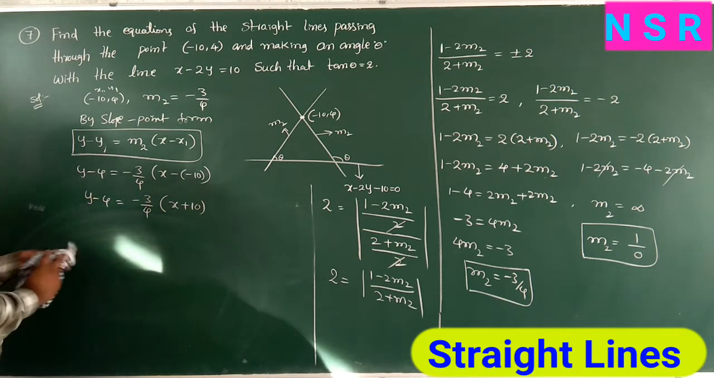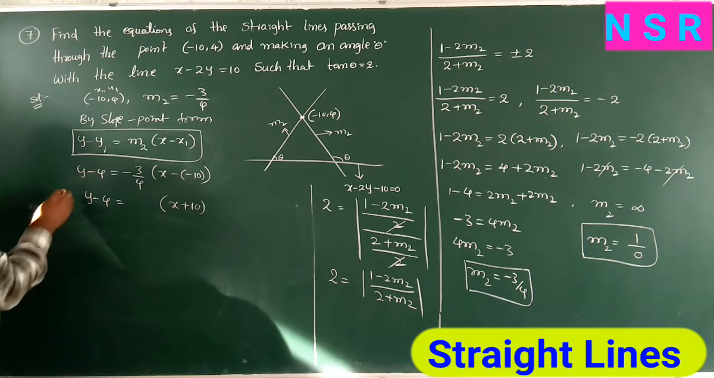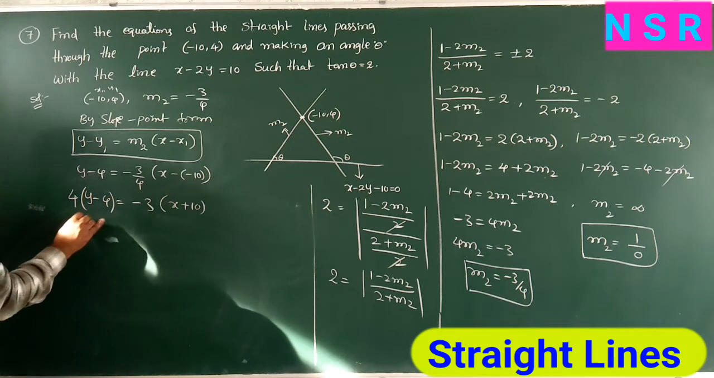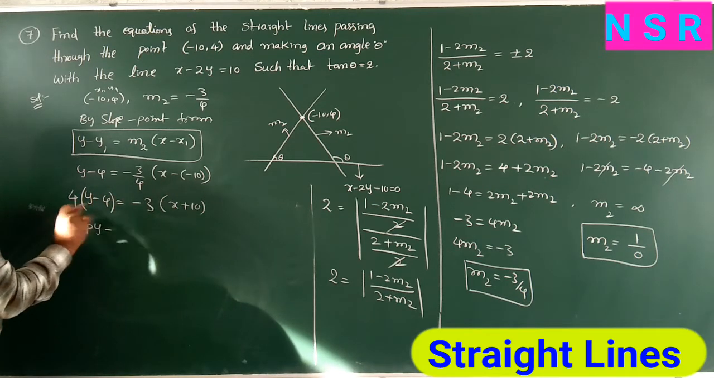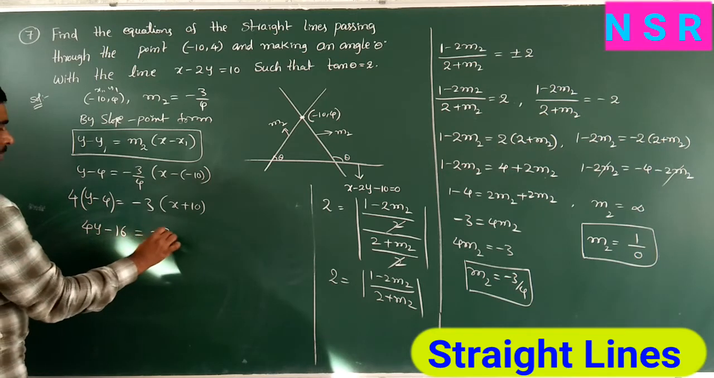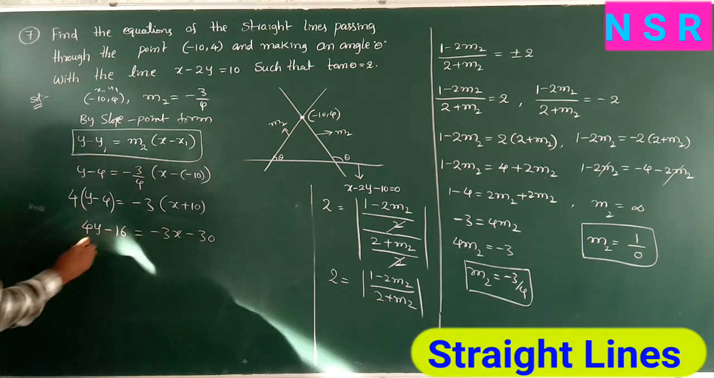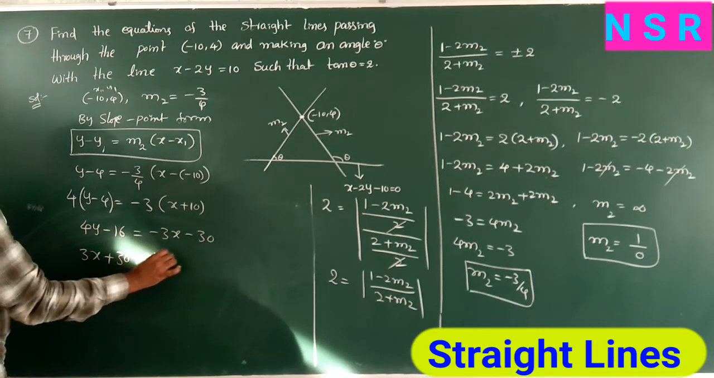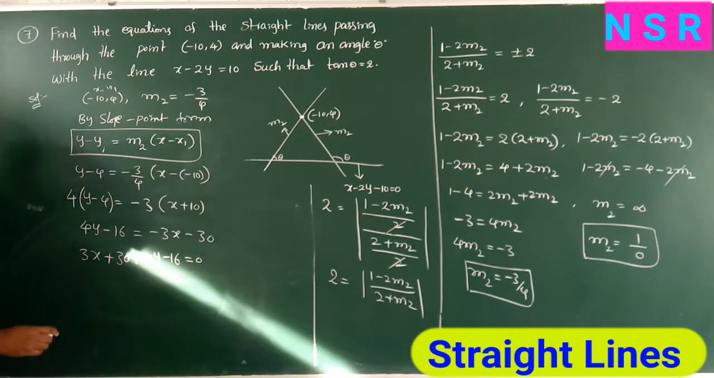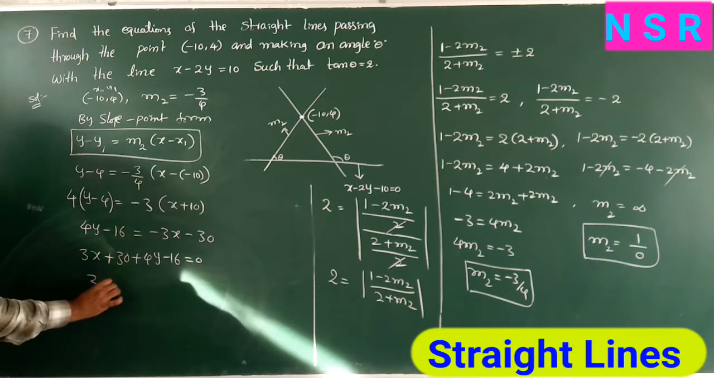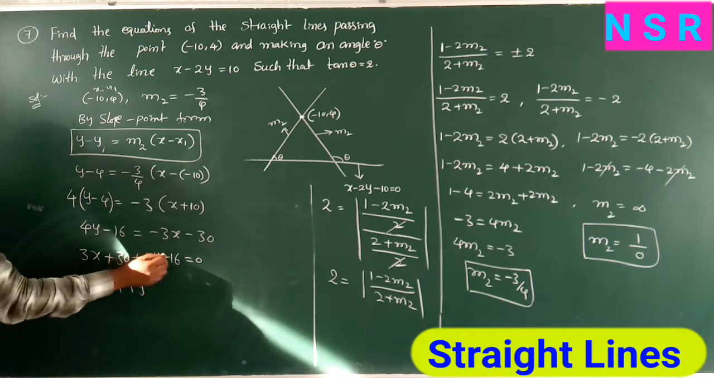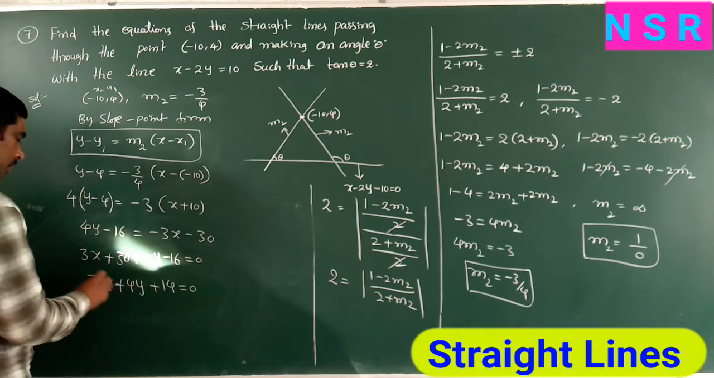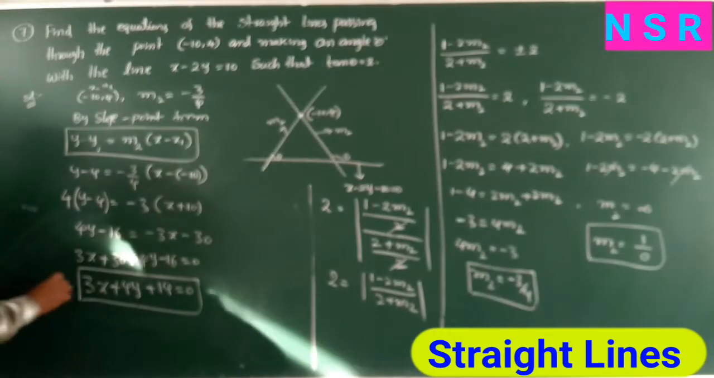So 4 directly multiplies this side: 4(y − 4) = −3(x + 10). So 4y − 16 = −3x − 30. Now move the terms to this side: 3x + 4y + 30 − 16 = 0. Now 3x + 4y + 14 = 0. So this is our first straight line equation.